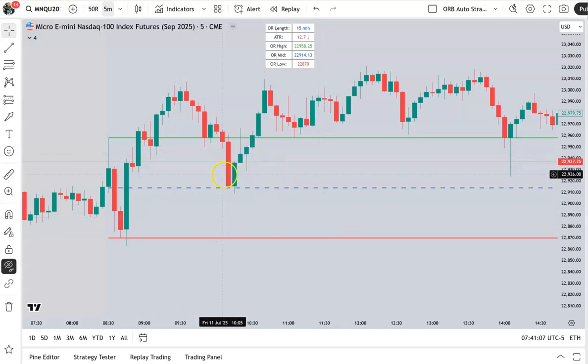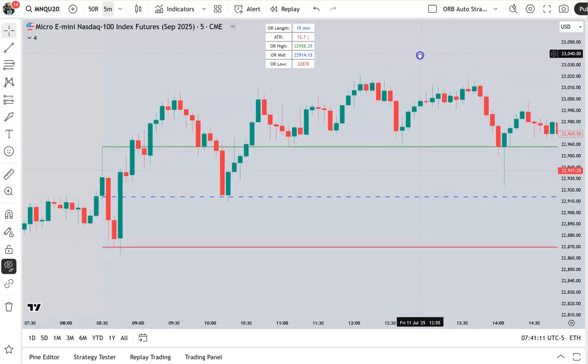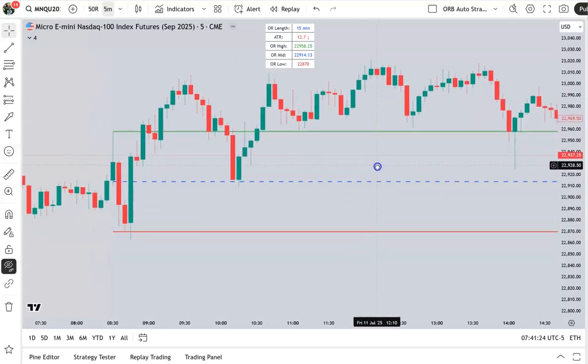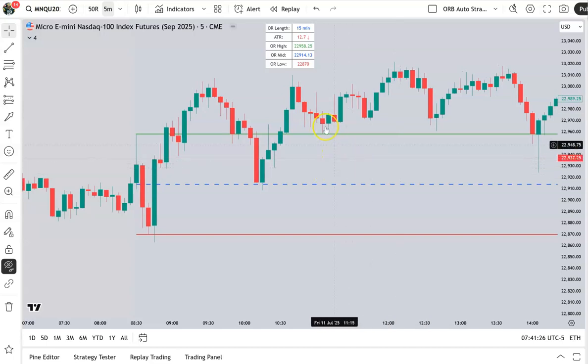I sometimes scalp on the 1 minute, but for doing more technical analysis, and I'll also trade on this quite often, I prefer the 5 minute because it gives you less noise and you can see the direction much better overall. So also on this particular chart, I developed a little tool for the opening range.